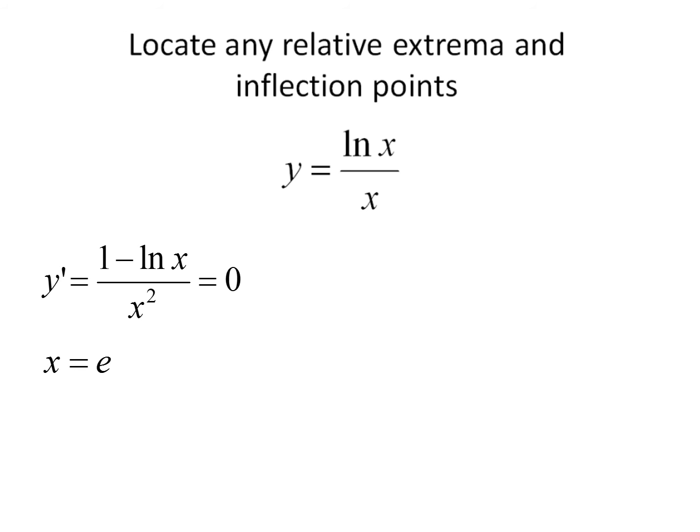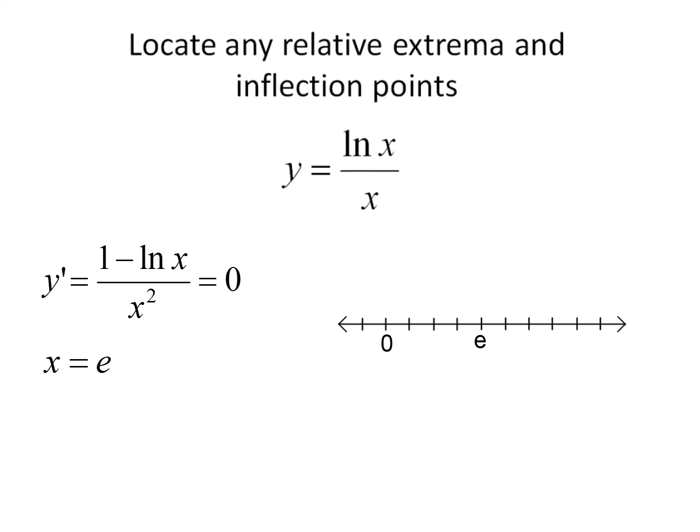Now, to get that equal to 0, what I did was 1 minus natural log of x is equal to 0, and then I solve for x. So I have the natural log of x is equal to 1, and then I did e to the 1 is equal to x, and I got x equals e. Now, to test that to see if it's a local max or a local min, I have to do a sign chart.